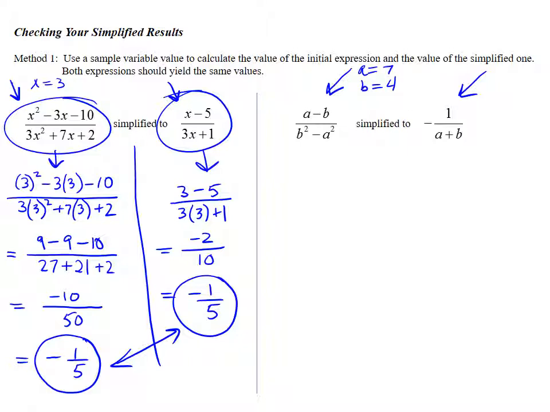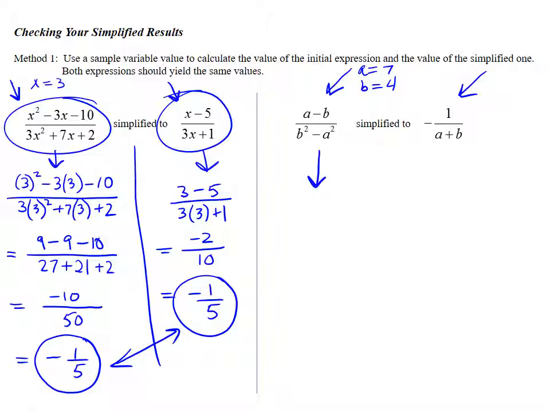I recommend you don't use any variable as 0 or as 1 or as 2. There are some odd things that can happen when you calculate with 0, 1, and 2. So it's better to choose values that are not 0, 1, and 2 when you do this check.